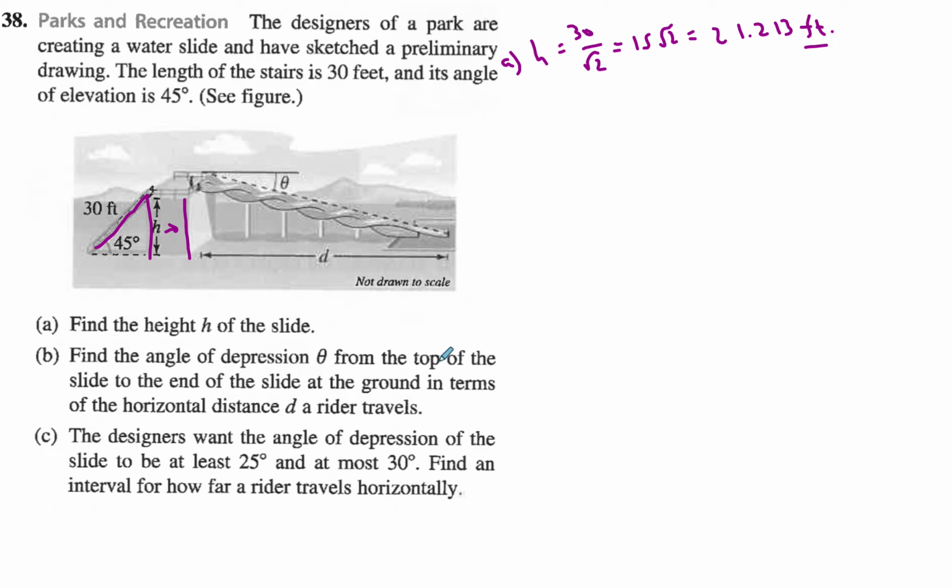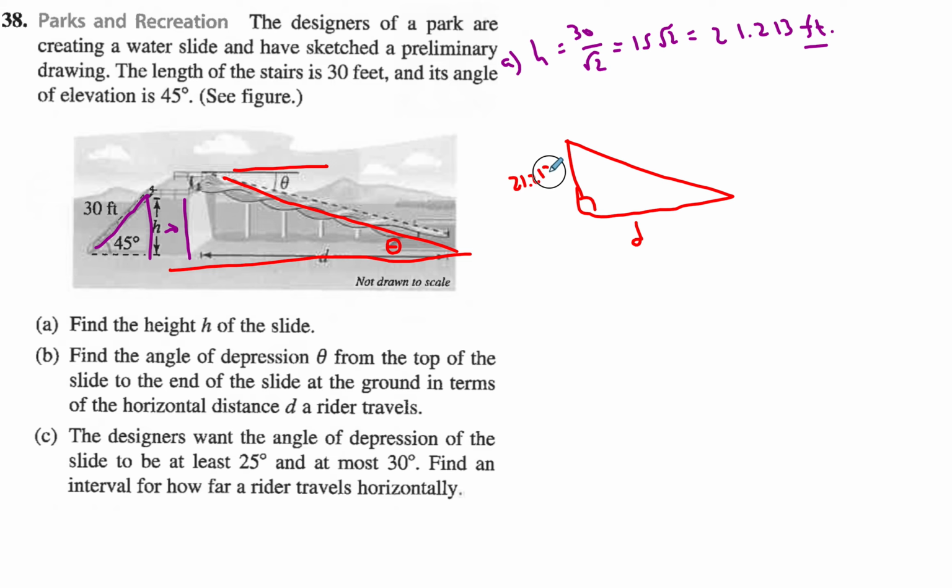Now, find the angle of depression theta from the top end of the slide at the ground in terms of the horizontal distance d the rider travels. Now please bear in mind, if this is a horizontal distance, it is going to be parallel to this. And this actual thing here is a transversal. So it turns out the angle of depression from one point is the angle of elevation to that point. Okay? So what this means is we've got a right triangle where we have our d, and we have our height, 21.213. That's actually fixed. And theta, right?